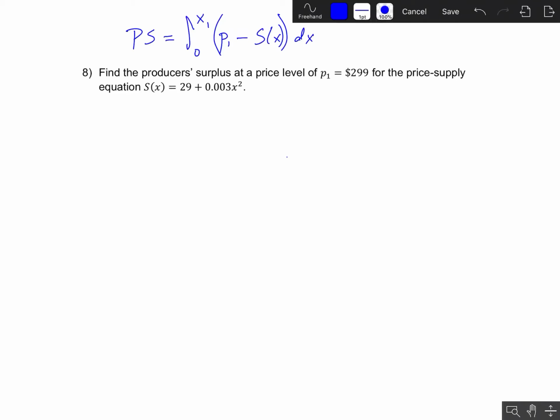It says find the producer's surplus at a price level of P1 equals $299 for a price supply equation of S of X equal to 29 plus this stuff. Remember that this is representing the price at which X units would be supplied. So this is our price for the suppliers. Therefore, if we want this equilibrium quantity, we need to do the same thing that we did in the previous problem. We're going to find x1, the equilibrium quantity, by setting P1 equal to that supply price.